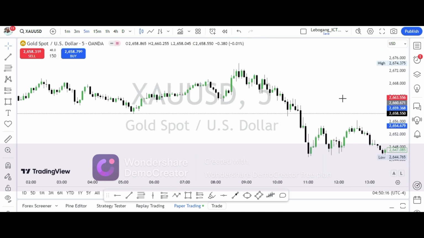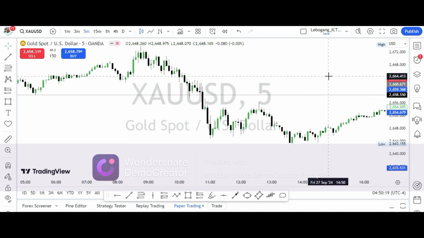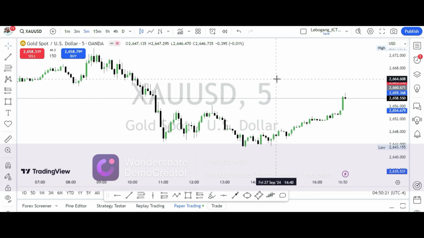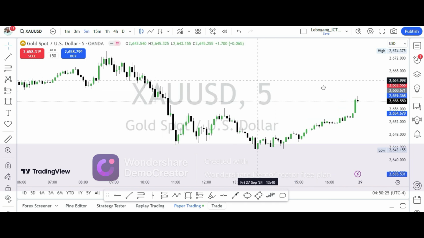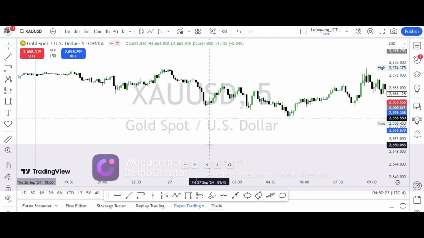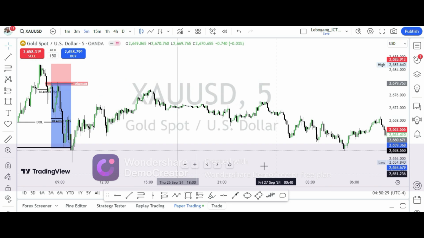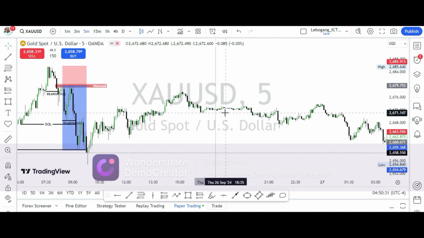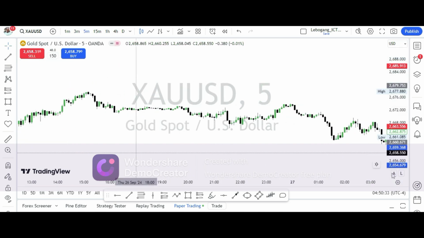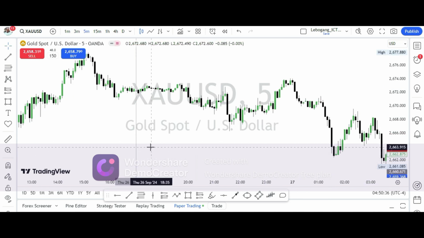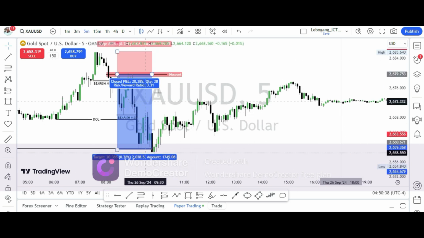Here, I don't wanna lie, I didn't take any setup. Even though I can see that price was moving, I didn't take a setup. So yeah, I would have taken one.